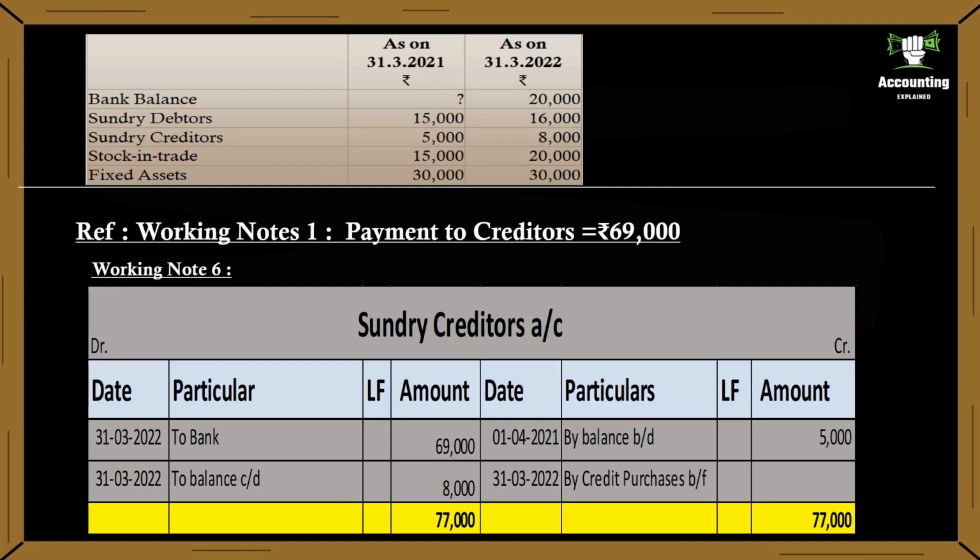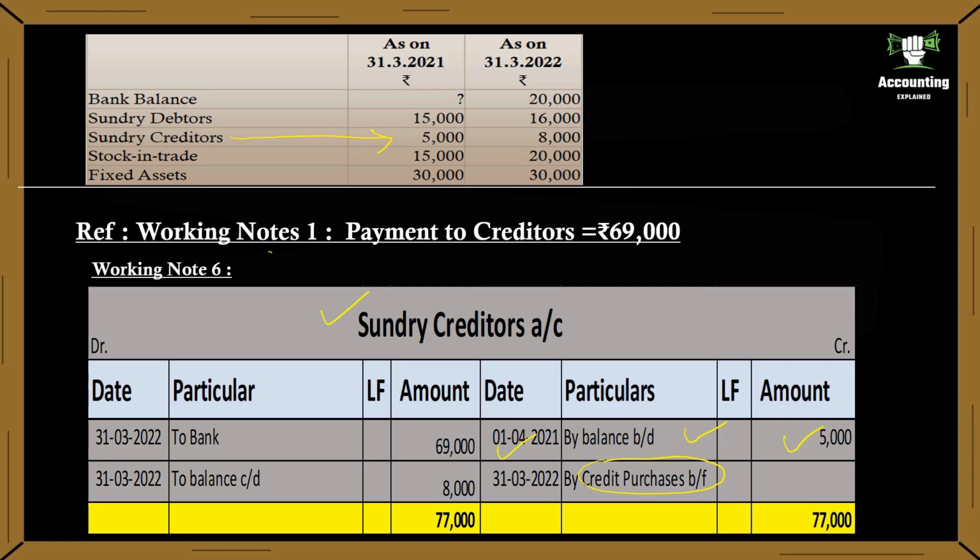We will open sundry creditors account to find out the credit purchases. So from the information given in the question, we know sundry creditors opening balance is 5,000. Sundry creditor is a liability, so the opening balance will have a credit balance. On 1/4/2021, by balance brought down on the credit side of the sundry creditors account 5,000.